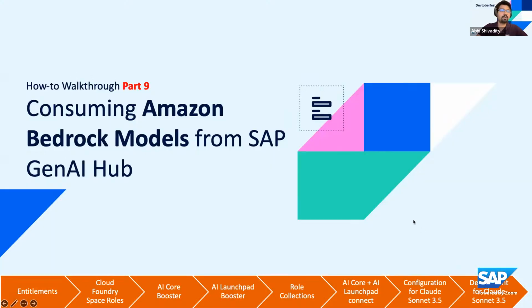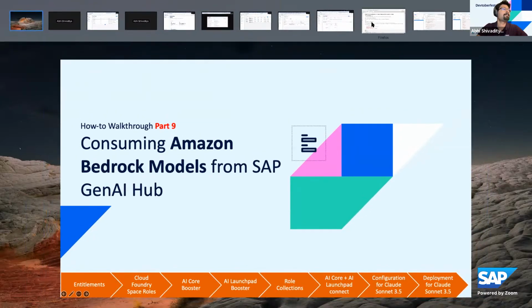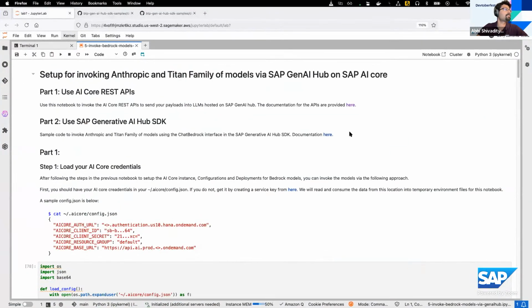All right. So now the last part is consuming the Bedrock models from within GenAI Hub. So this is where the rubber hits the road. Let's go ahead and see how to do this. I'm going to show you a sample Jupyter notebook. I'm running this in my environment, but you can run this in any environment that supports Jupyter notebooks. It could be a local machine or it could be a remote machine, no problem at all.